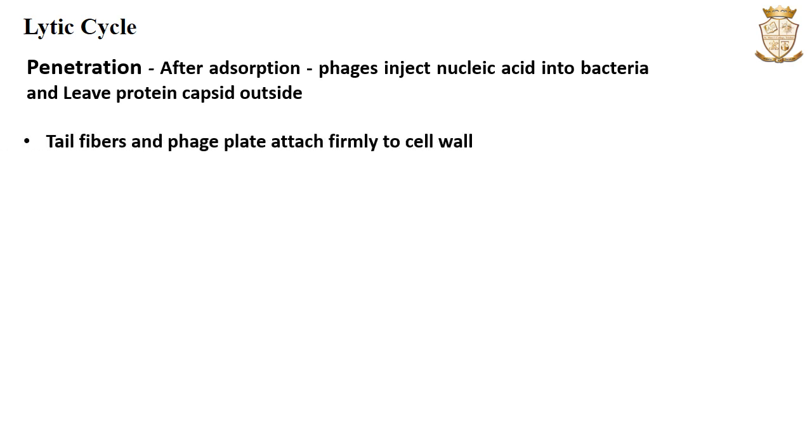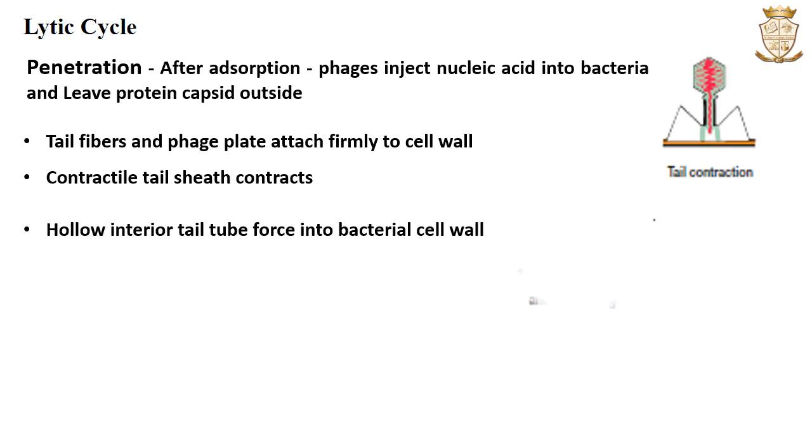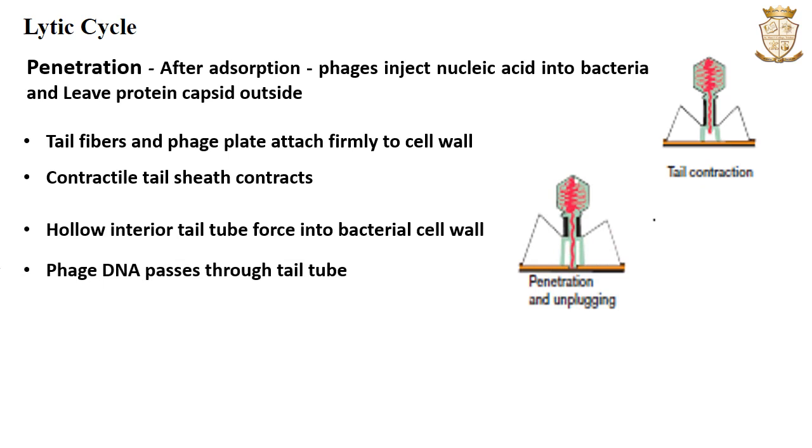During penetration, the tail fibers will attach firmly to the bacterial cell, and the phage base plate will attach firmly to the bacterial cell wall. Then the contractile tail sheath will contract. The contraction of the contractile sheath will force the hollow interior tail tube into the bacterial cell wall. Then the phage DNA will pass through the tail tube into the bacterial cell. The empty phage head and tail will remain outside the bacterium.